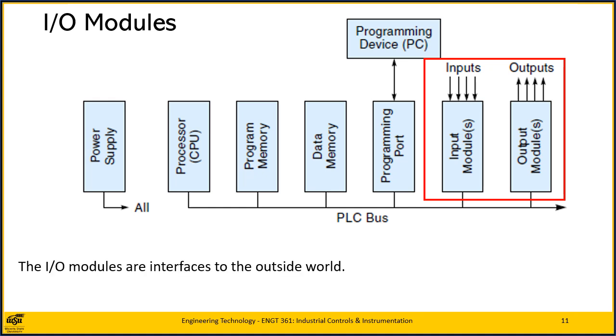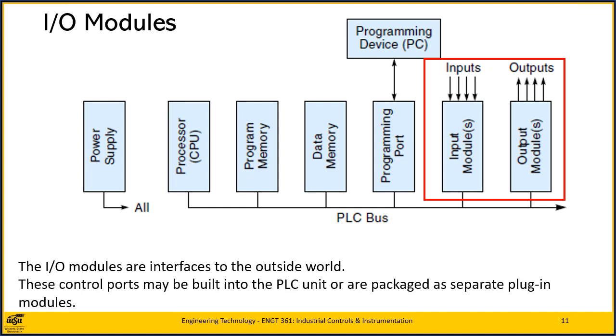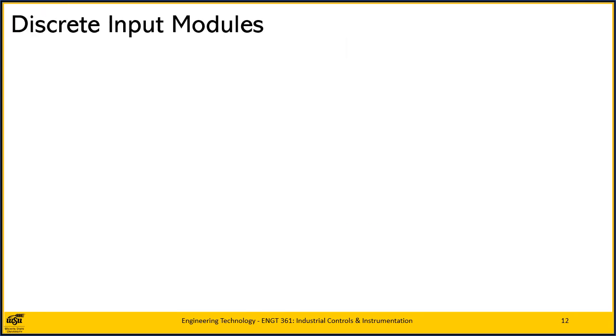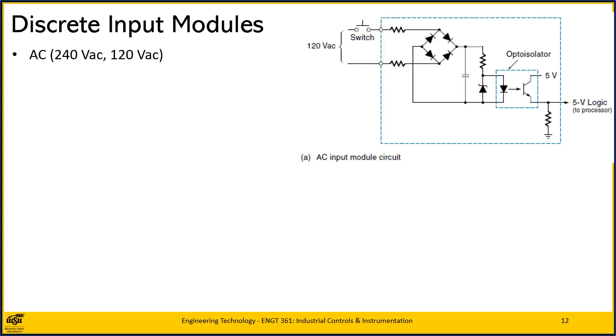The I/O modules, the input-output modules, are interfaces to the outside world. These control ports may be built into the PLC unit, or more typically are packaged as separate plug-in modules, where each module contains a set of ports. The most common type of I/O is called discrete I/O or digital I/O and deals with on-off devices.